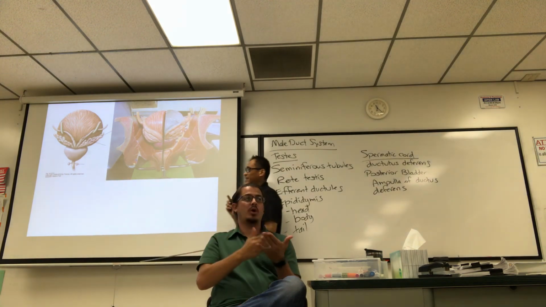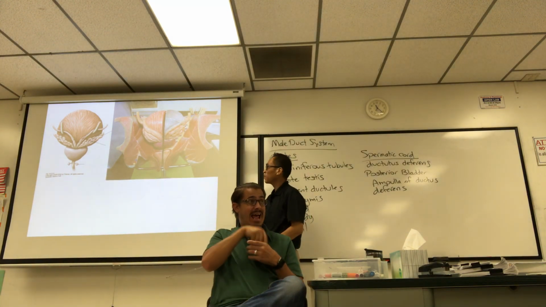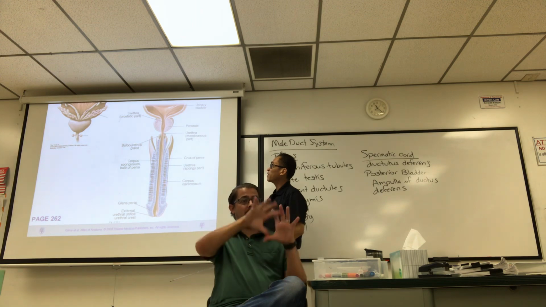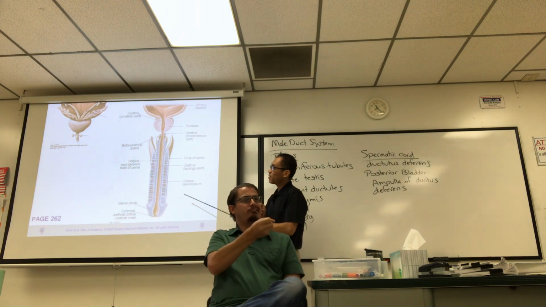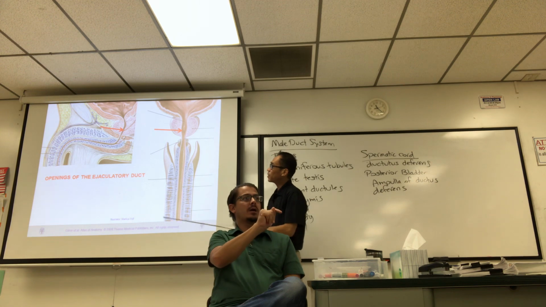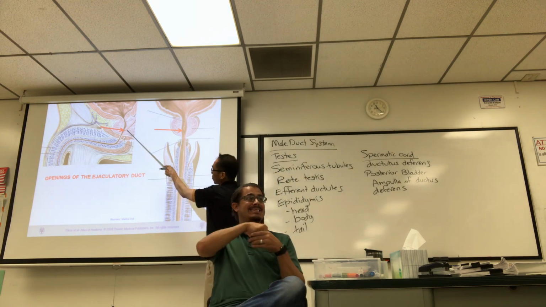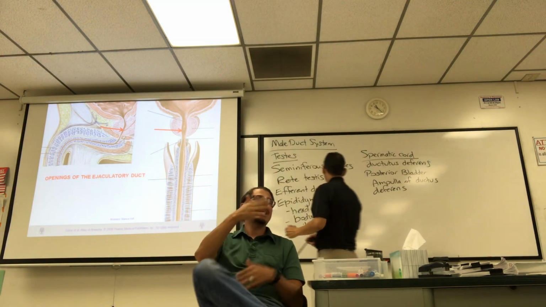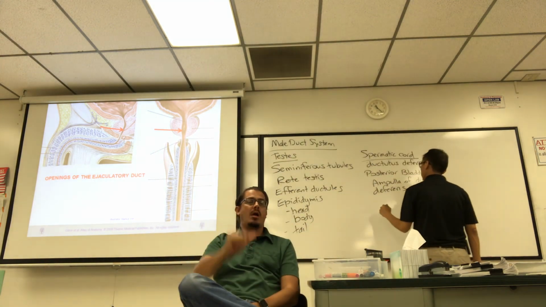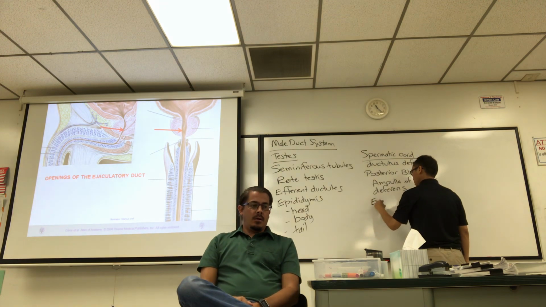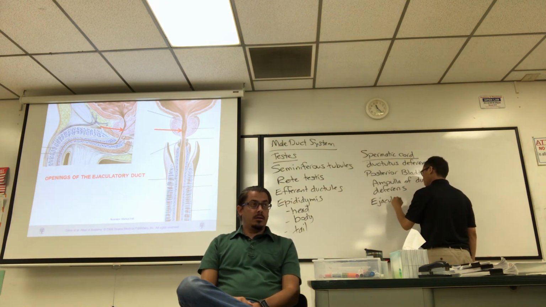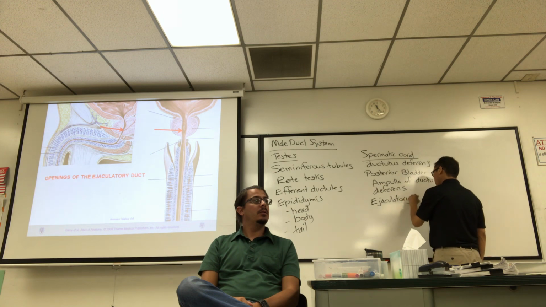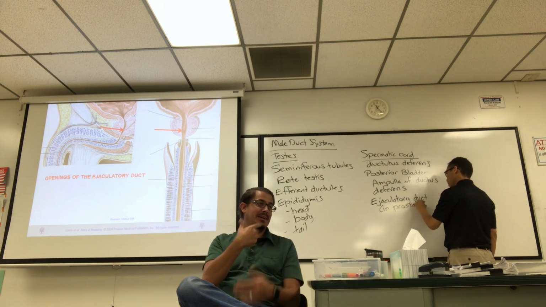The next duct is actually inside the prostate. And it's in a structure called the ejaculatory duct. Can't see it here. Let's go to the next slide. The ejaculatory duct is inside the prostate right here. So that's the next structure to list after ampulla of ductus deferens. Ejaculatory duct. Okay, you might want to note to yourself, it's in the prostate. That's where it's located.